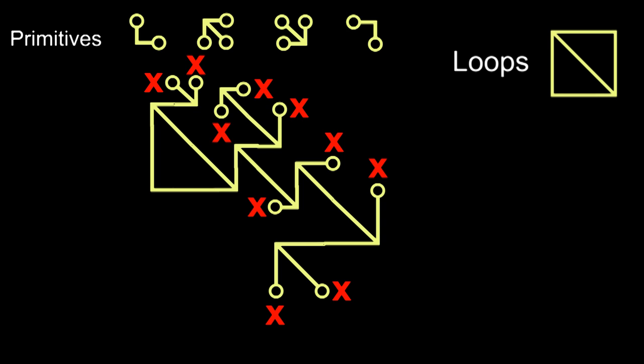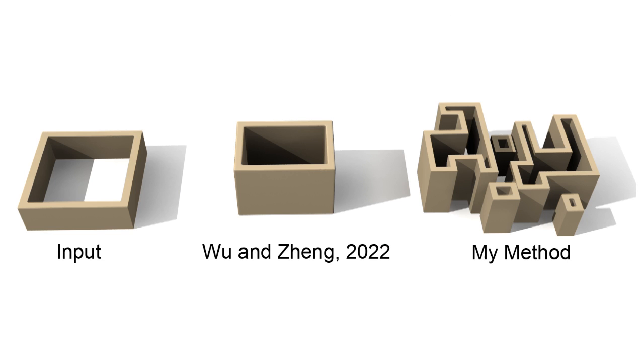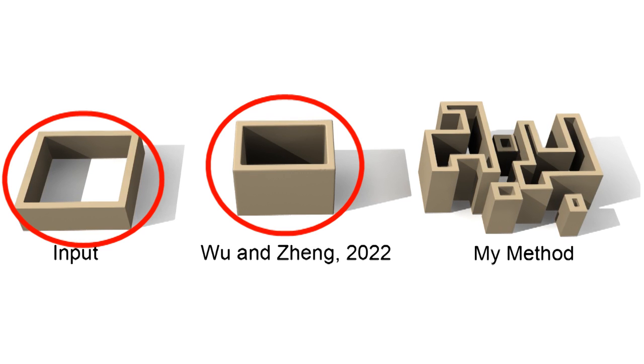There are only a few methods that even try to solve this problem for general shapes. They typically fail in one of two ways. Either the loops are broken, or the output is just a copy of the input with no new variations.